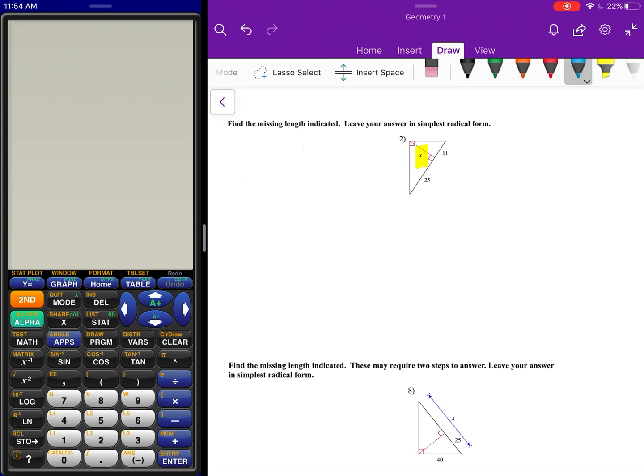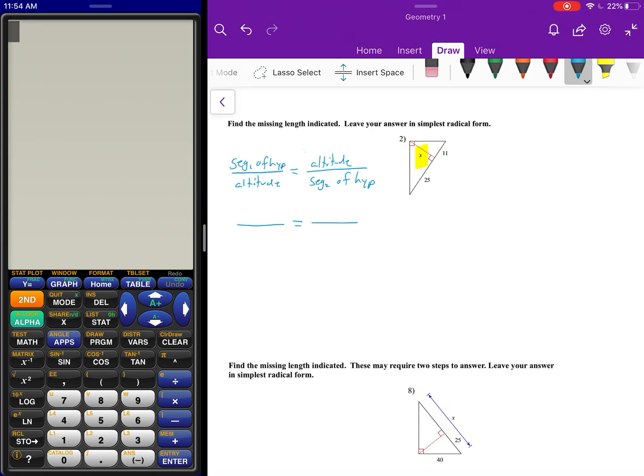Anytime the altitude is given or we want to find the altitude, we're going to use the proportion that has to do with the altitude. I like to put it in words: the altitude is the geometric mean of the two segments of the hypotenuse, so segment 1 of the hypotenuse and segment 2 of the hypotenuse.